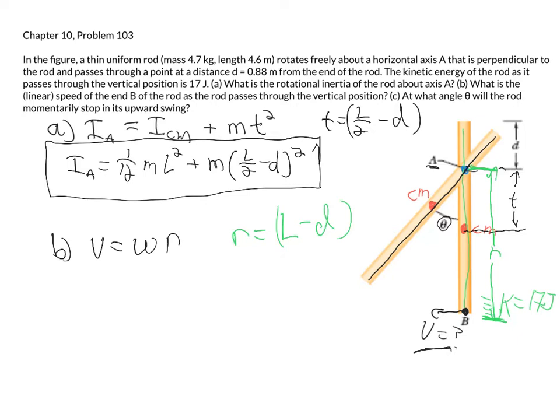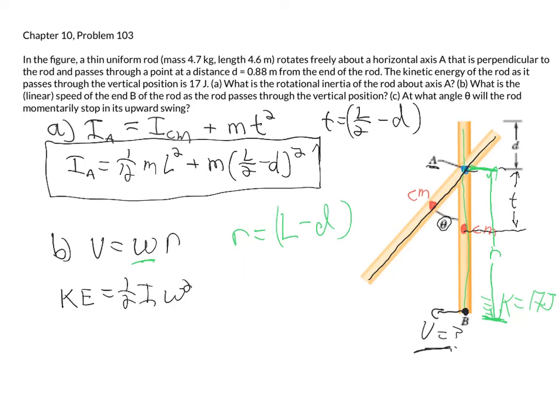All right, so that's r, but we still need to know omega first. How can we find omega? Good question. We know that at this point in the vertical position it has a certain amount of kinetic energy, and kinetic energy is equal to 1/2 I omega squared.